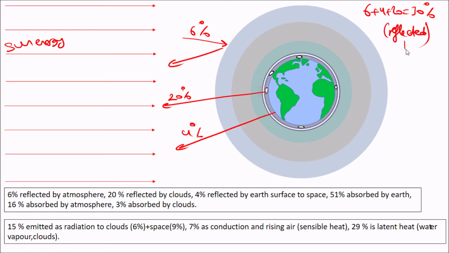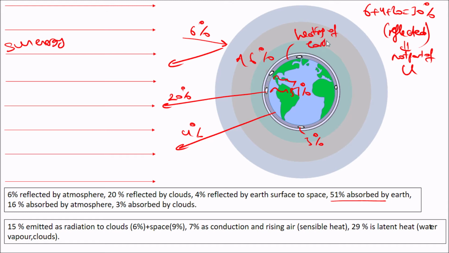And reflected means not part of the internal energy of the Earth. And the 51% is absorbed, so it becomes the internal energy of the system. And the 16% is absorbed by the atmosphere. So here you have the 16%, and the 3% absorbed by the clouds. And as you see from here, the heating of the ground, let's say, of the Earth atmosphere.